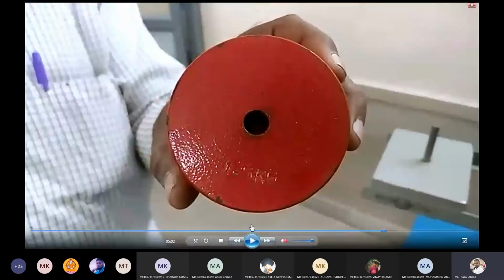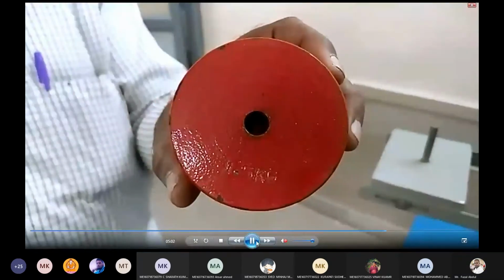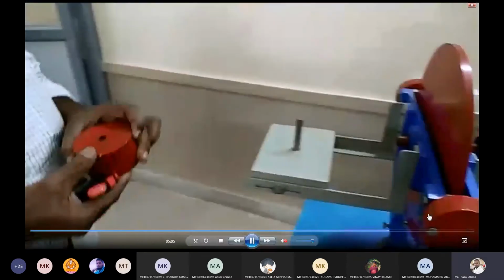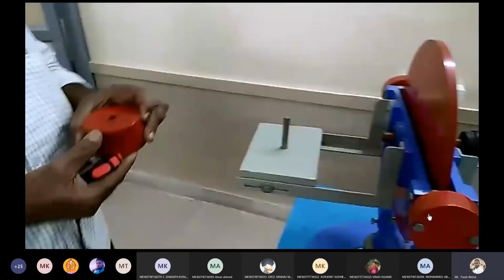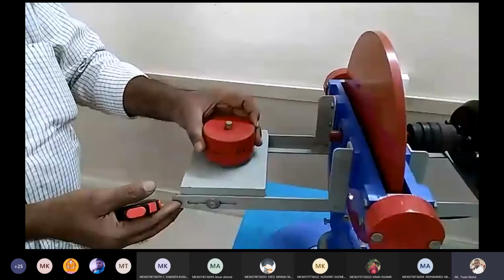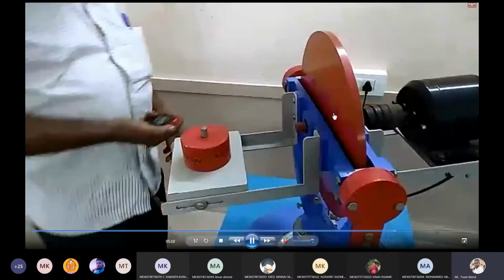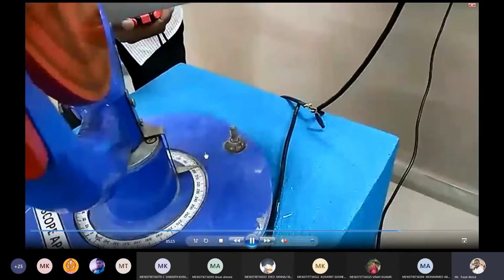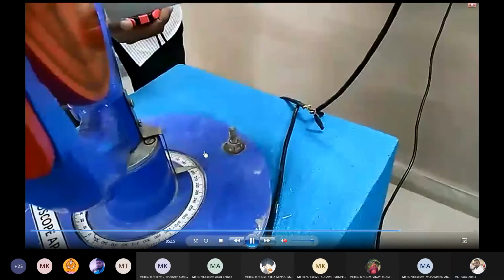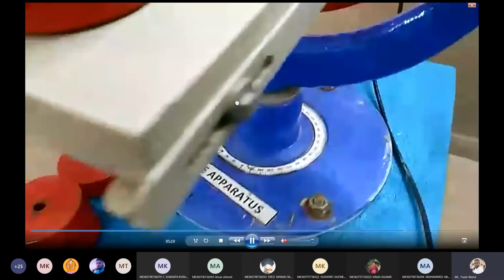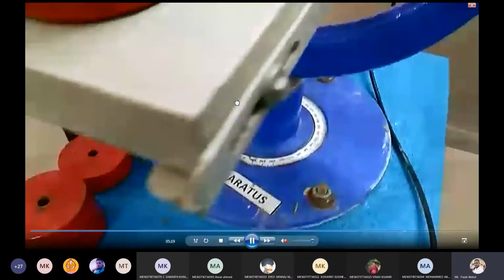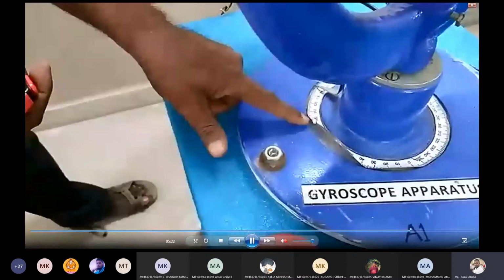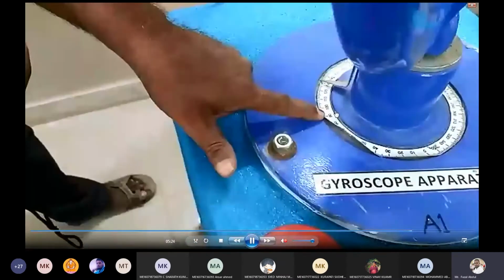See, this is the 1.5 kg load. Applying now. After applying the load, it starts rotation about its own axis. How much time is it taking to turn through 90 degrees? Slowly it is turning. See, Baba, observe here. It is slowly turning. So for 90 degrees, for 90 degrees, how much time it is taking, that we need to note down.